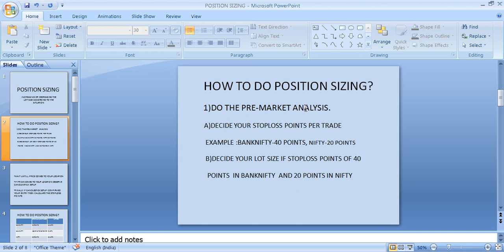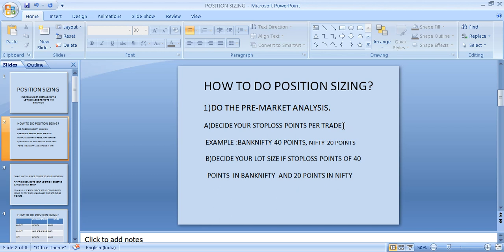Do the pre-market analysis. As I do pre-market analysis with CPR pivot points, you can be a non-directional trader. You want to apply straddle or strangle, iron condor, anything like that. Do your pre-market analysis before the market opens at least, and decide your stop loss points per trade. As you have already done your pre-market analysis with your learned indicator, leading or lagging, whatever it may be your choice, like RSI, MACD, anything like that, decide your stop loss points per trade.